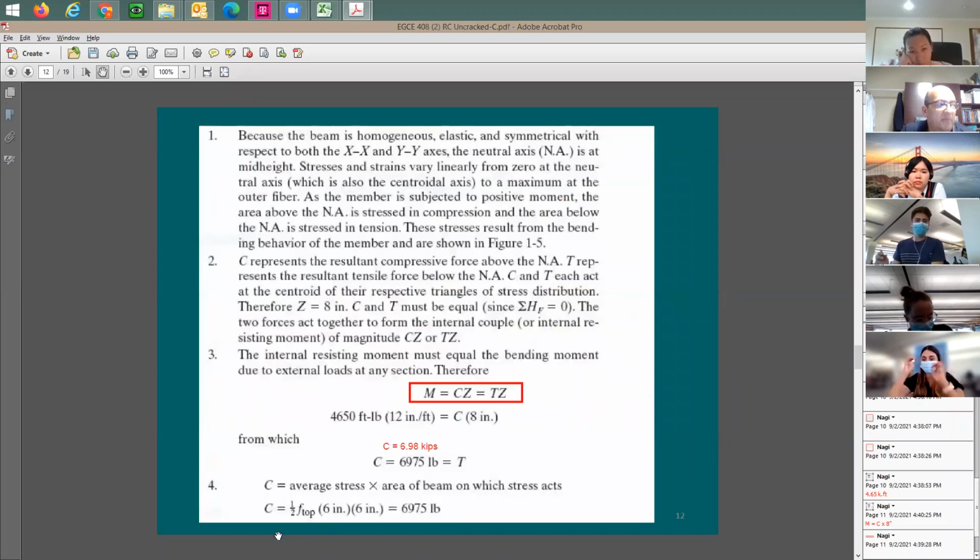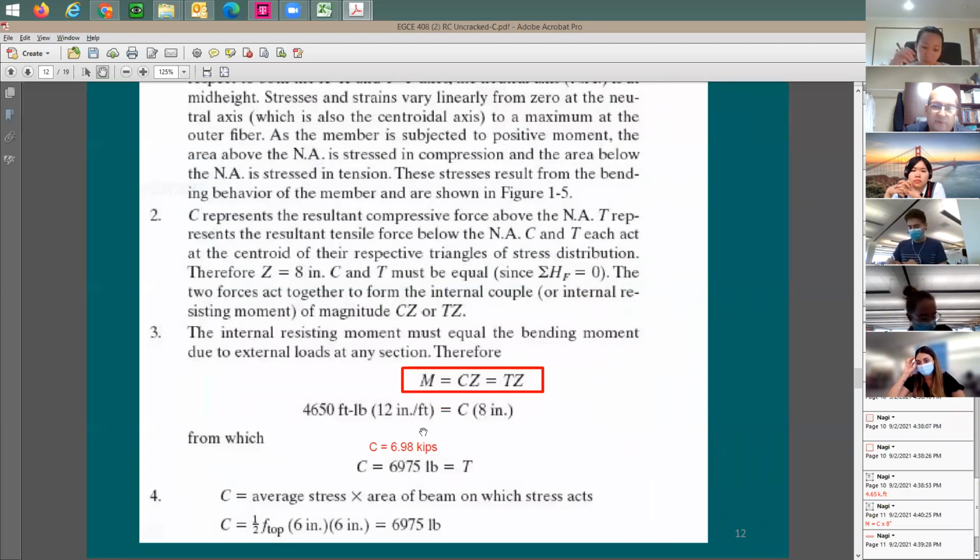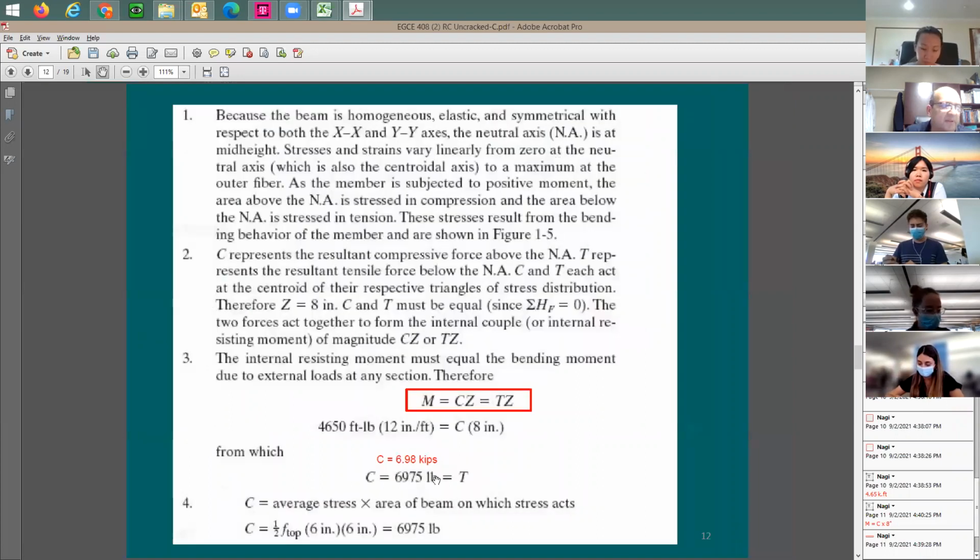This is going to be here the moment, which is 4.65 kip-foot. You divide this by 8 inches. Now you have the force. What do you do with the force? You do the integration equation. You say this compression force is going to be equal to 1/2 of the stress on the top, applied by 6 inches, the width, applied by 6 inches, which is 1/2 of the depth.